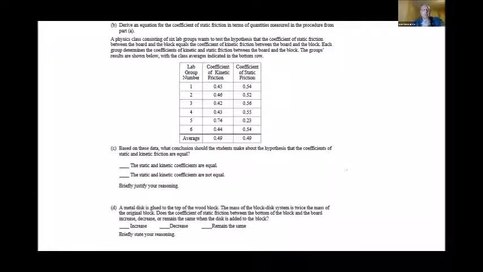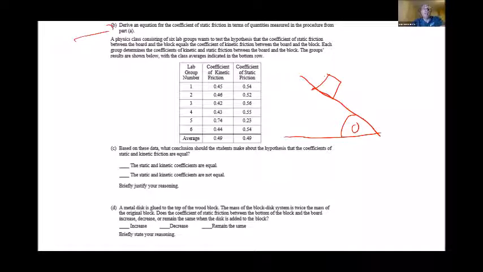All right, so let's look at this part then. So part B, derive an equation for the coefficient of static friction in terms of quantities measured in the procedure from part A. Now, I would have hated to have been one of the people trying to grade this question, because I can only imagine the procedures that some kids came up with. And if it was a valid procedure, how they derived that equation probably could have been all over the place. But for what I did, let me redraw my picture here.